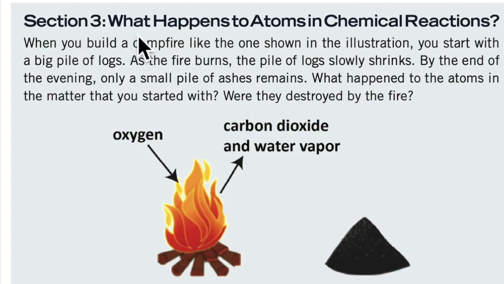Section 3. What happens to atoms in chemical reactions? When you build a campfire like the one shown in the illustration, you start with a big pile of logs. As the fire burns, the pile of logs slowly shrinks. By the end of the evening, only a small pile of ashes remains. What happens to the atoms in the matter that you started with? Were they destroyed by the fire?